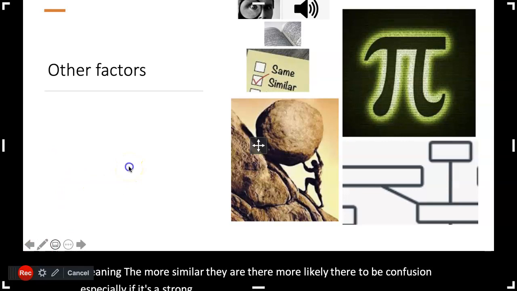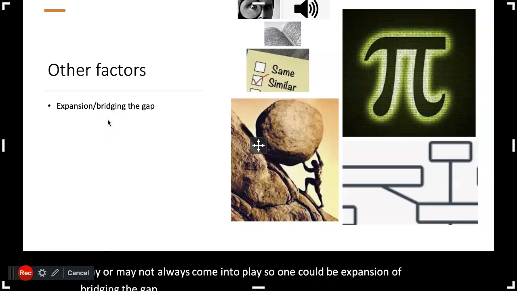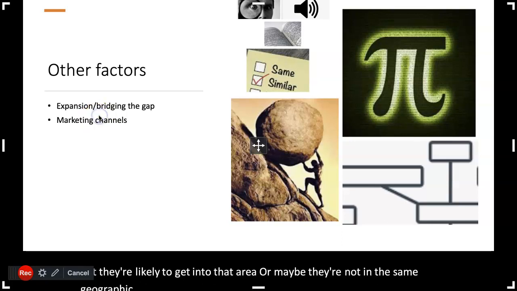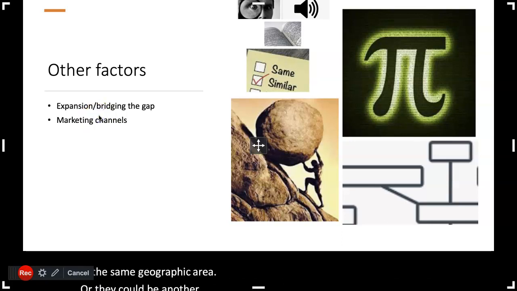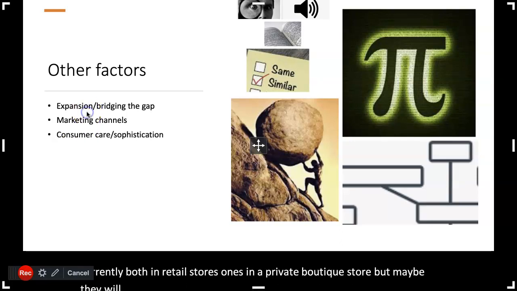Now, there are some additional factors that may or may not always come into play. So one could be expansion or bridging of the gap. So somebody's not currently making the same product, but they're likely to get into that area. Or maybe they're not in the same geographic area, but they could be. Another one could be marketing channels. They're not currently both in retail stores. One's in a private boutique store, but maybe they will be both together.